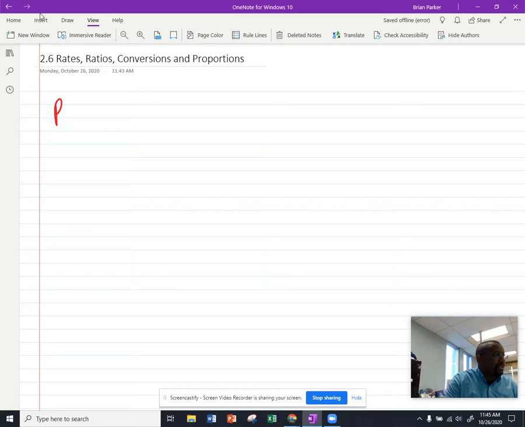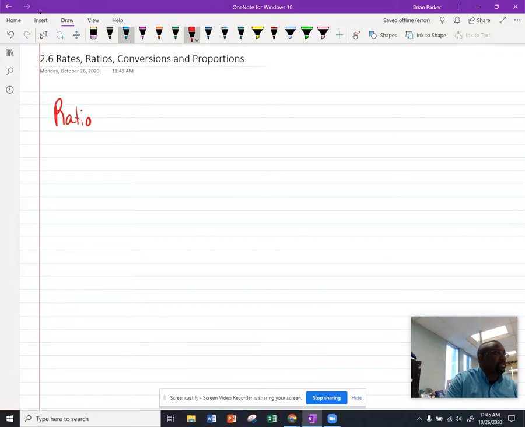I need you to understand what a ratio is. A ratio is simply a comparison of two quantities. They can be written as a fraction. You could see comparing A to B like this, and with a colon. Someone could say A to B. That's another way you could see it. Or you'll most often see it as a fraction, A over B. So those are all ratios.